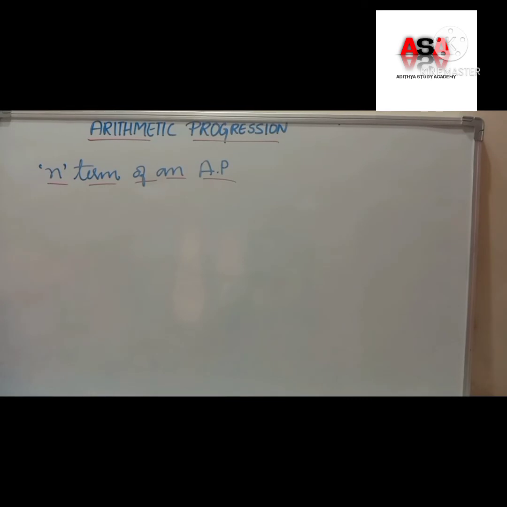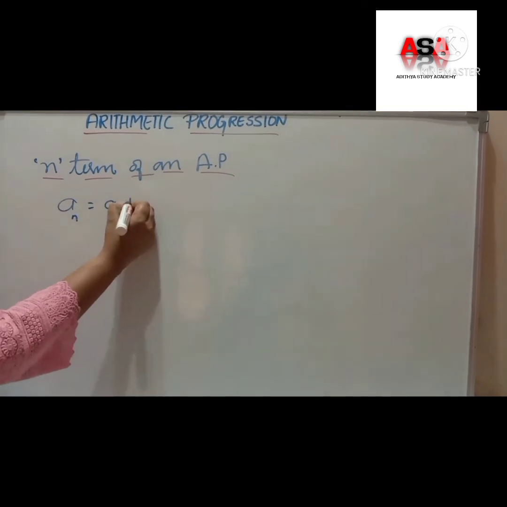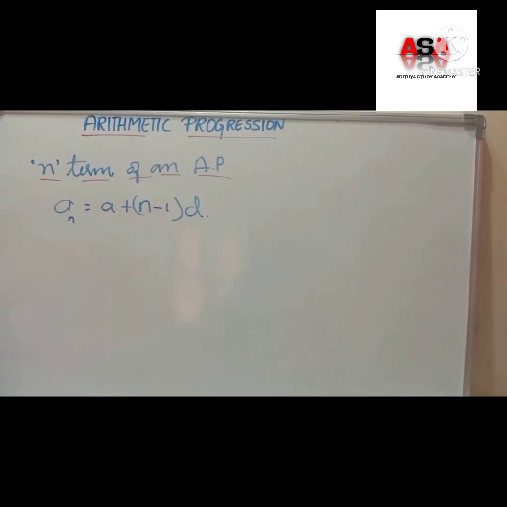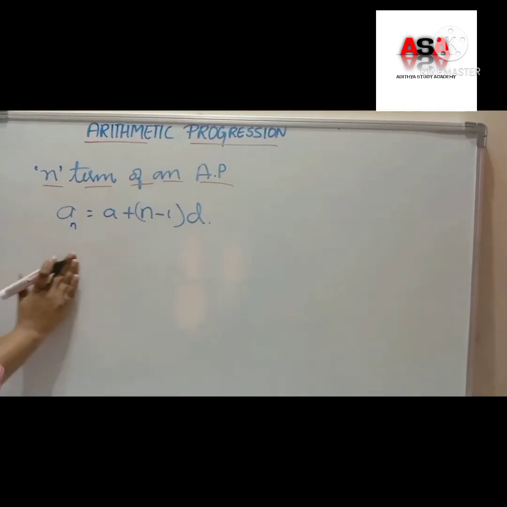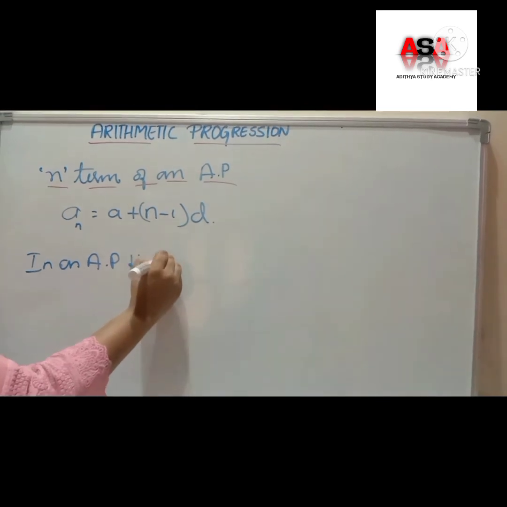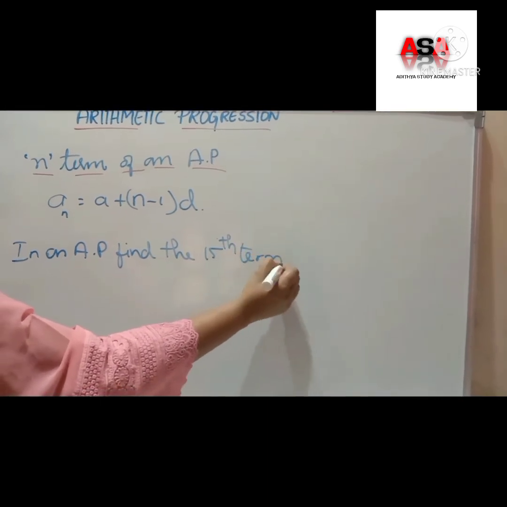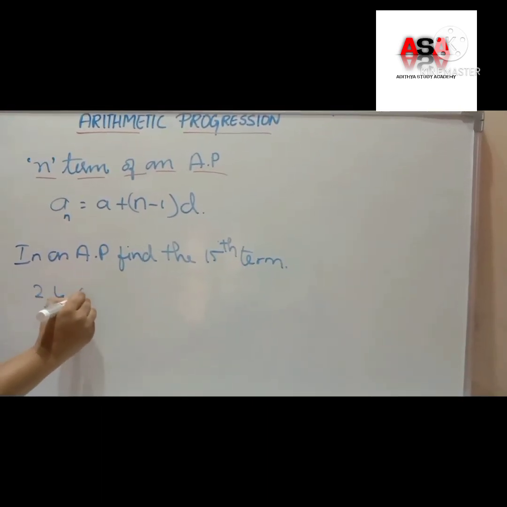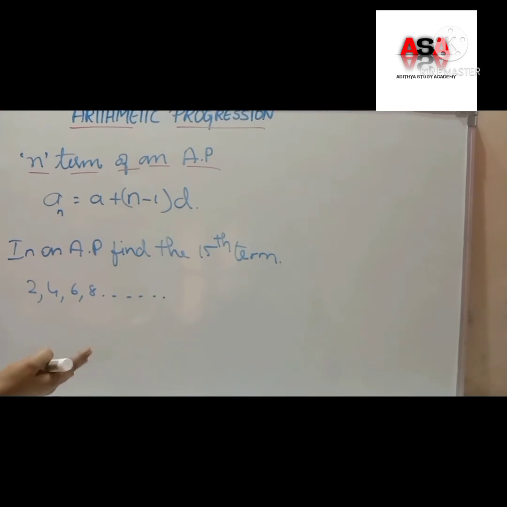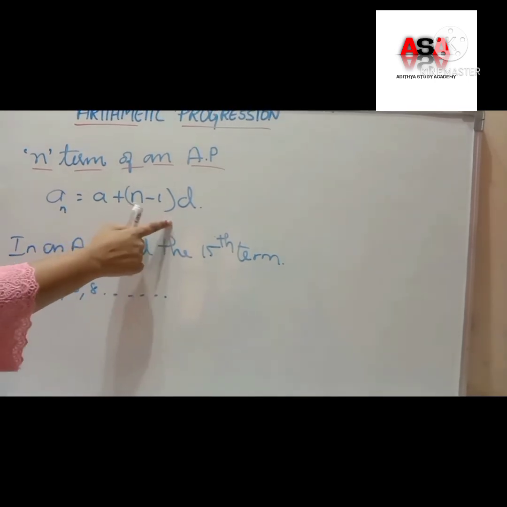When the nth term of an AP is needed, what formula will we use? That is an is equal to a plus n minus 1 into d. When will we use this formula? Let me give an example. In an AP, if they say find the 15th term, and the AP's list is 2, 4, 6, 8 and so on, and the 15th term is not given, how do we calculate the 15th term? For that we will use the formula an is equal to a plus n minus 1 into d.